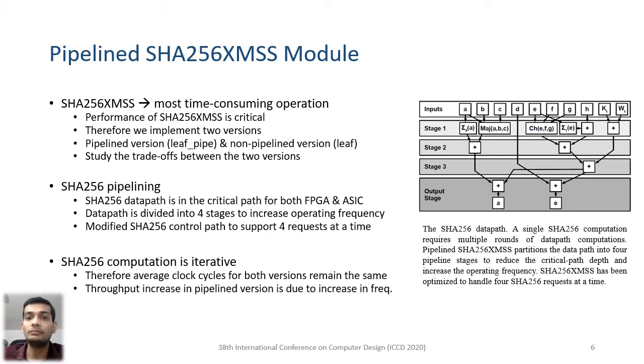To reduce the critical path delay, we pipelined the data path into 4 stages as shown in the figure. Since the SHA computation is iterative, both versions require the same number of clock cycles, and the throughput increase in LeafPipe is due to the increased operating frequency. Now, let's look at the implementation of Leaf and LeafPipe designs.